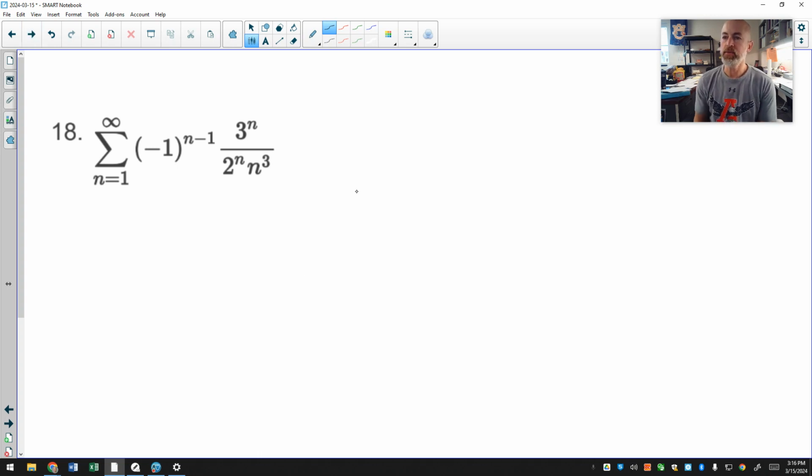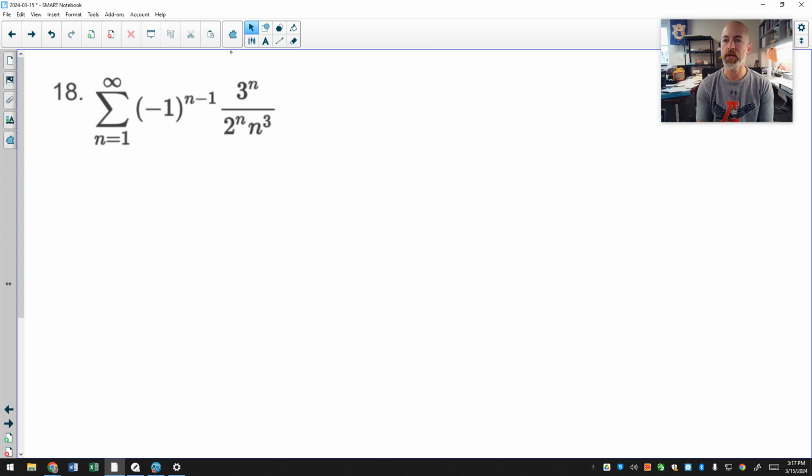Let's look at number 18. And in number 18, I see exponential pieces, 3 to the n and 2 to the n. I also see a power function of n cubed. And so that, again, is what triggers the thought that maybe the ratio test is the right approach.